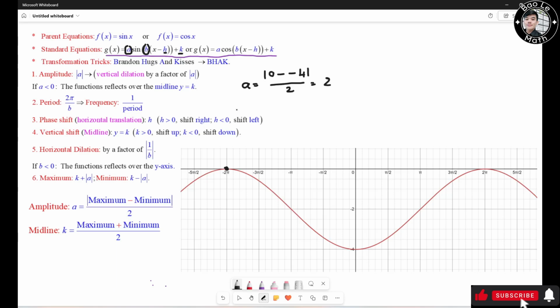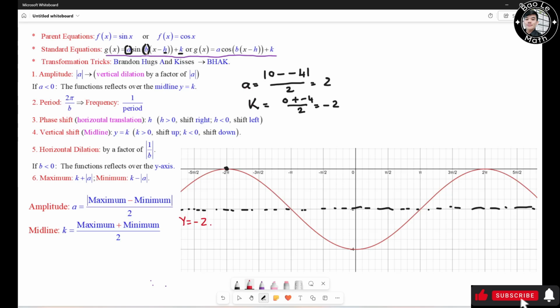Now, the midline is K equals maximum plus minimum, divided by 2. The maximum is 0 and the minimum is -4, so 0 plus -4, divided by 2. So it's going to be -2. The midline is -2, so I'm going to draw the midline. This is y equals -2. Now we have the amplitude and the midline done.